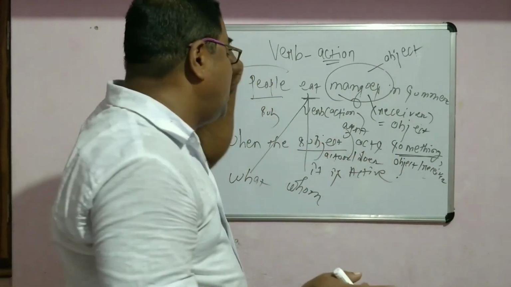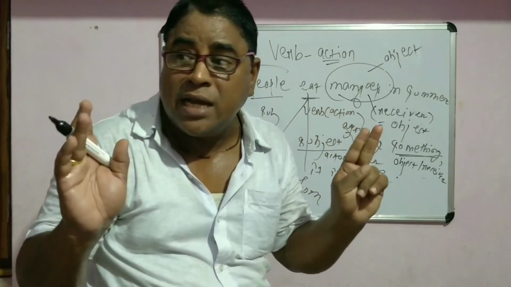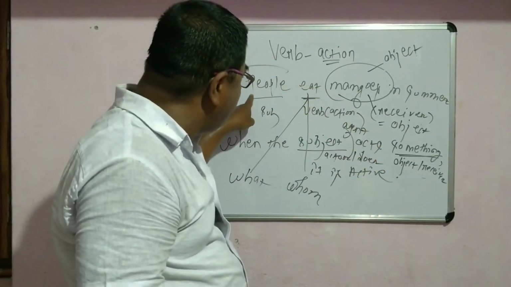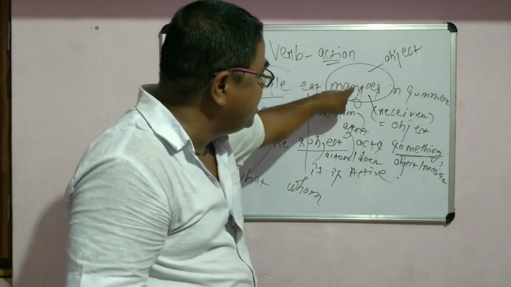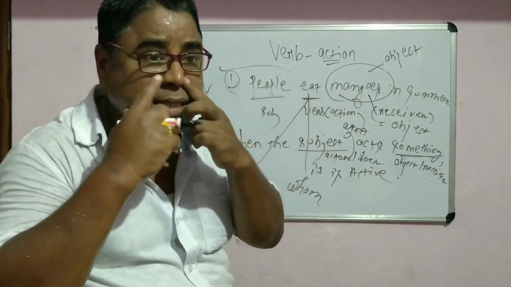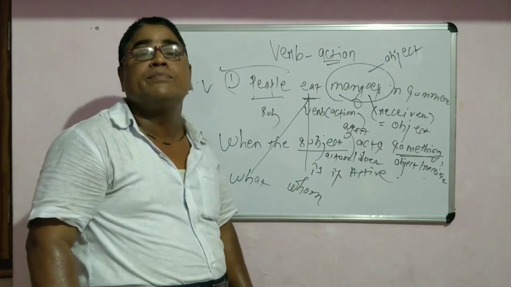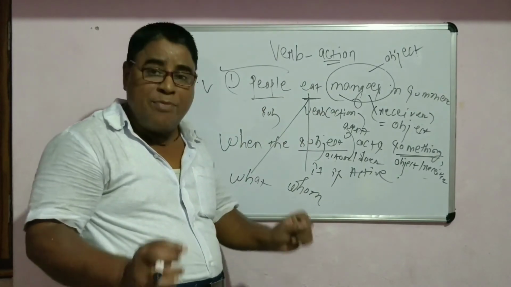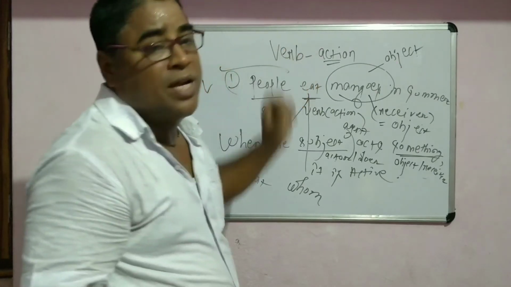So always remember, in your active voice, three grammatical words are important. Number one is the subject, number two is the verb referring to action, and number three is the object or a receiver. If these three grammatical words are there in a sentence, the sentence is always in the active voice. Now I am sure you have some full-fledged idea about your active construction.